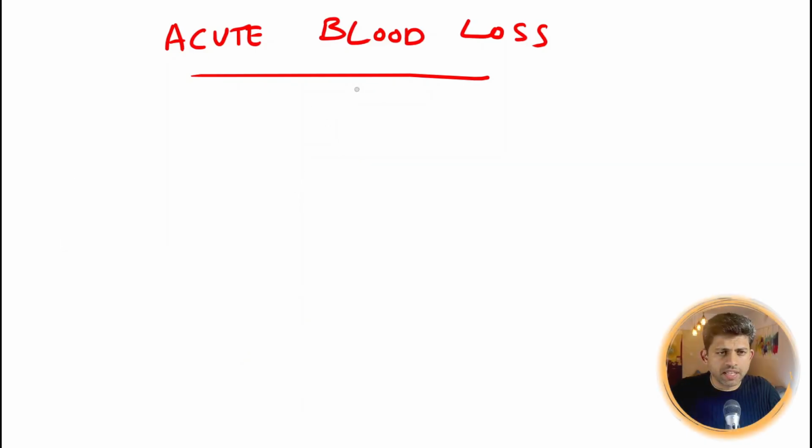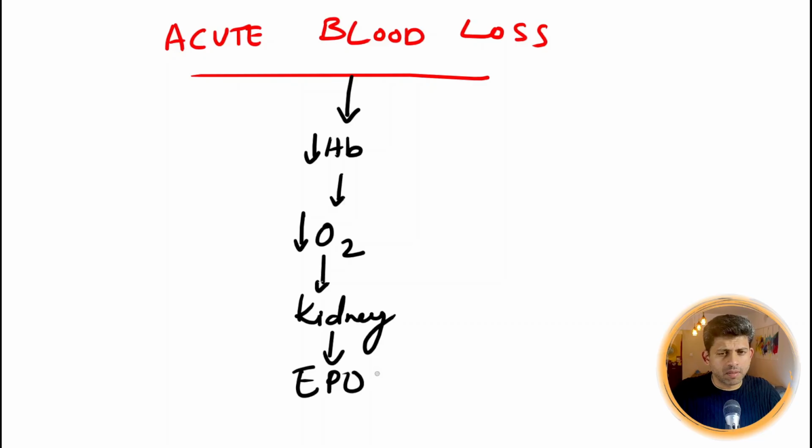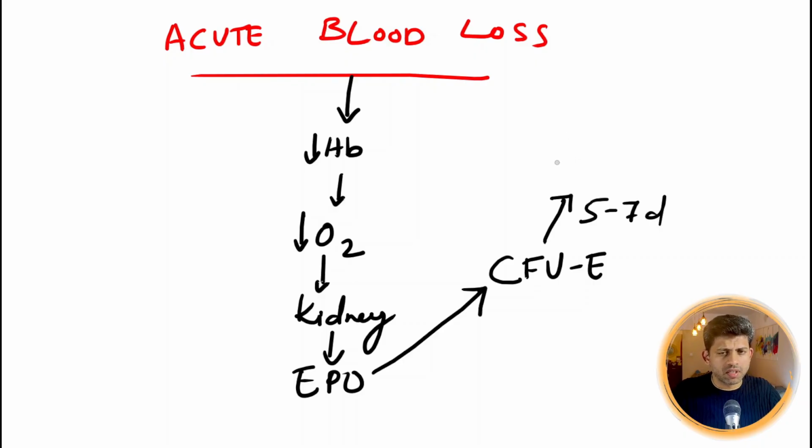Acute blood loss leads to reduction of hemoglobin. This reduces the oxygen carrying capacity of the blood, which in turn causes tissue hypoxia. Special stromal cells in the kidney sense this and produce erythropoietin. Erythropoietin stimulates the proliferation of committed erythroid precursors, or colony forming unit erythroid. These cells take 5 to 7 days to form mature red blood cells which can be released into circulation.